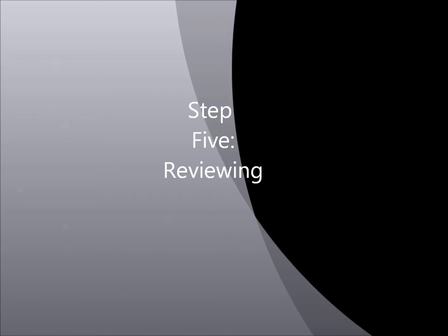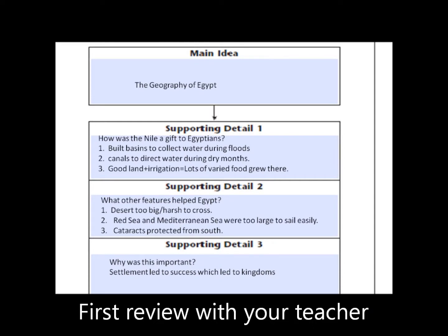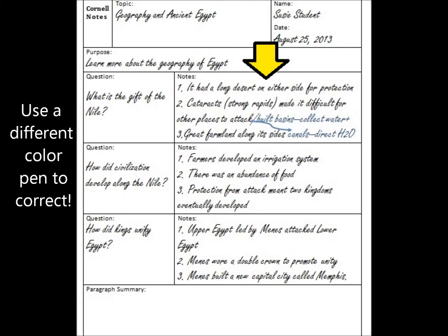Step 5 in the SQ3R process is reviewing. You do this over several days. The first time you review, it will probably be with your teacher. You may review with the lecture or with a PowerPoint. Regardless of how the teacher chooses to review the material, a good idea is to use a different color pen to make your corrections. The second time you review, start by briefly surveying the text again.